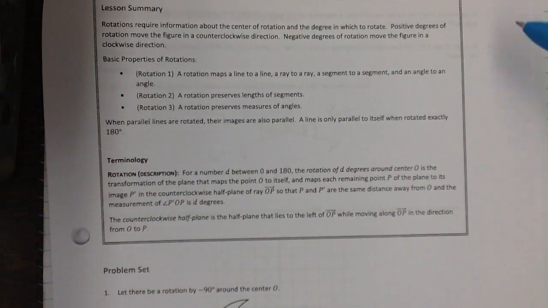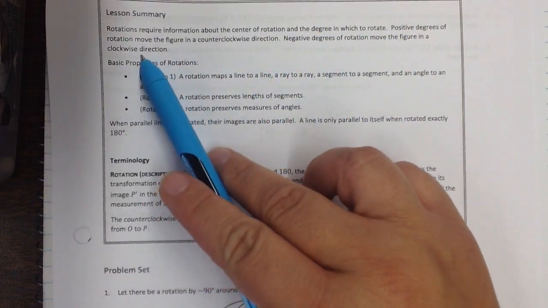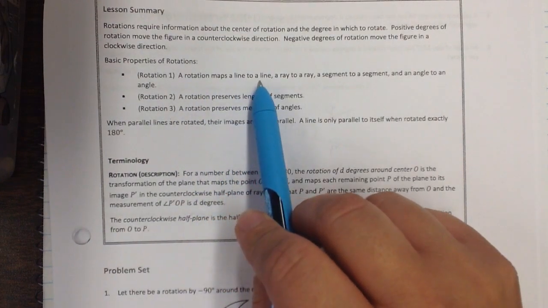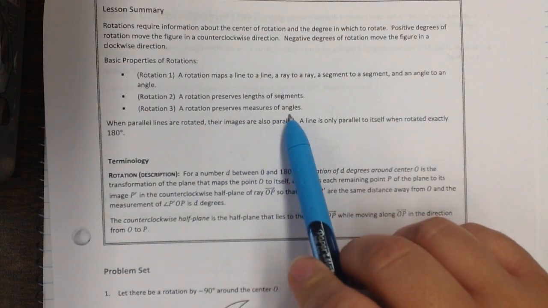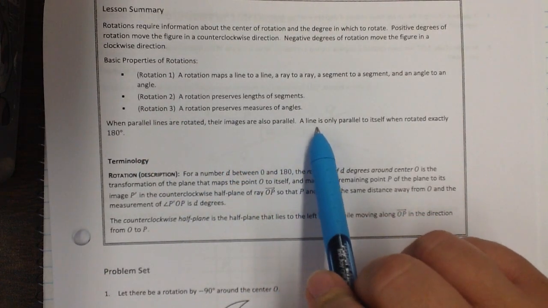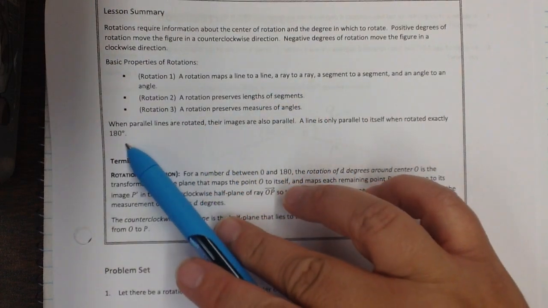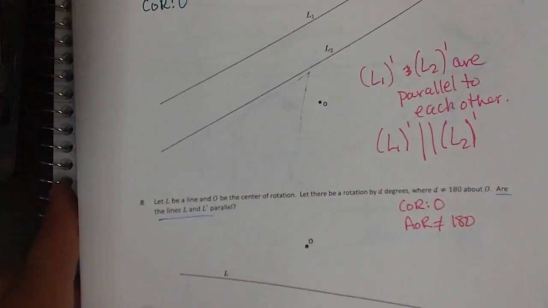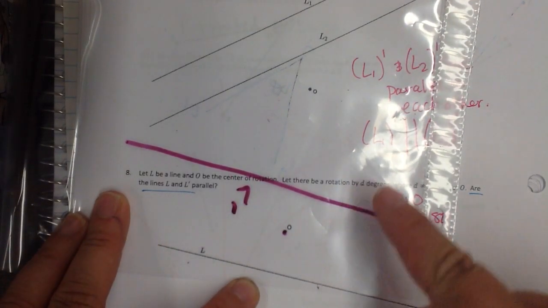Now, rotations. Okay, you got to have a center of rotation and an angle of rotation. If it's positive, you're going counterclockwise. If it's negative, you're going clockwise. A rotation maps or moves a line to a line, a ray to a ray, a segment to a segment, or an angle to an angle. A rotation preserves length of segments, and a rotation preserves angle measures. When parallel lines are rotated, their image is also parallel. A single line is only parallel to itself when it's rotated exactly 180 degrees. So let me show you what that means. If you rotate it a little bit, they're not parallel. But if you rotate it 180 degrees, those lines are now parallel. Okay?